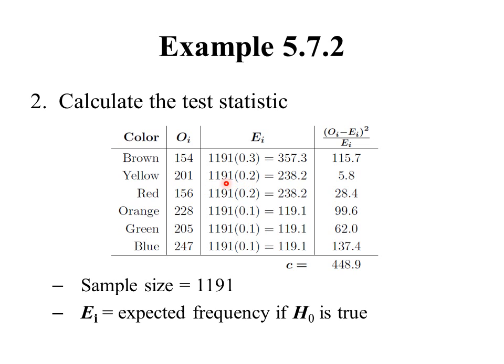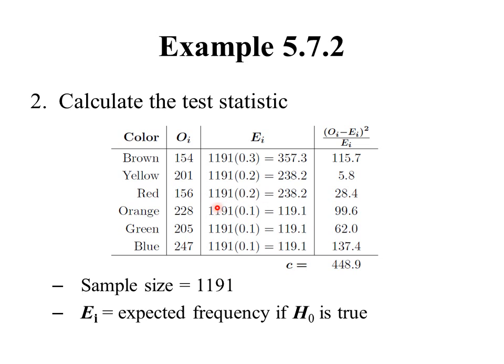Now likewise, the null hypothesis says that 20% of our candies are yellow. So if I take 20% of 1,191, I get about 238. So if the null hypothesis were true, I would expect to get about 238 yellow candies. And then we do the same for these other categories. And so we have here these columns of the observed frequencies and the expected frequencies.